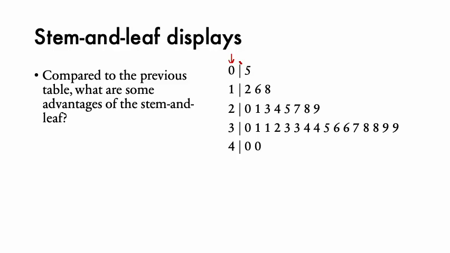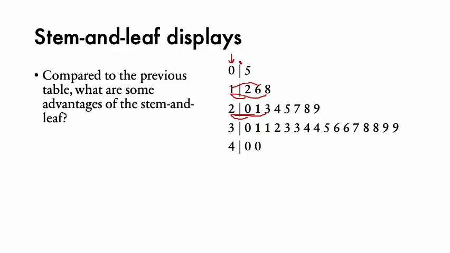So we've got one person who's a 0.5, one person who's a 1.2, one who's a 1.6, one who's a 1.8. Then we've got somebody with a 2.0, someone with a 2.1, somebody with a 2.3, etc. Right? That's basically how we've laid out these data.